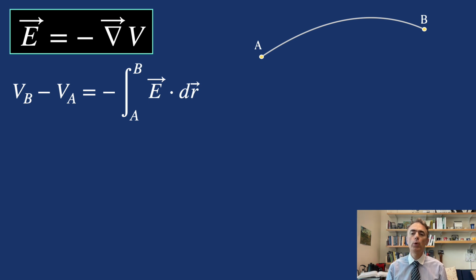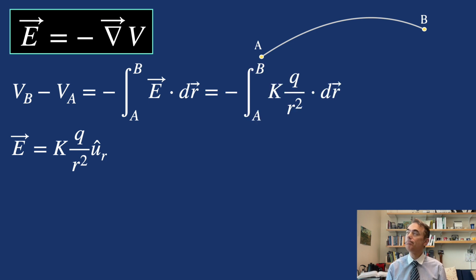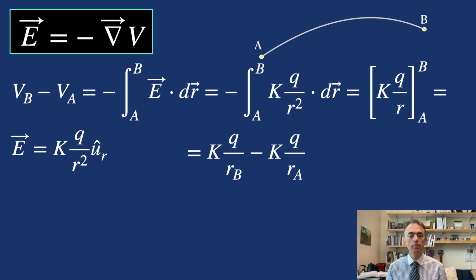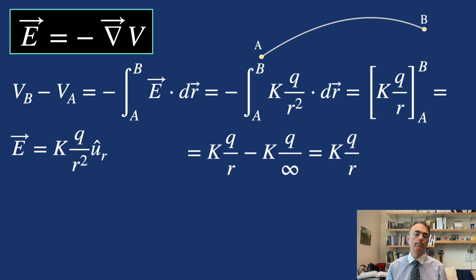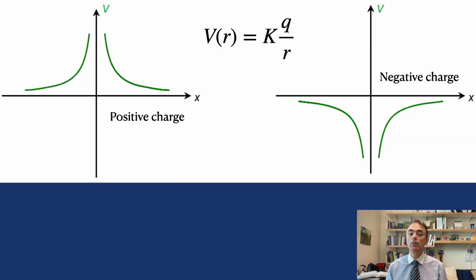For example, for a point charge, the electric field is kq over r squared. To know the voltage between A and B, we integrate. We evaluate between A and B. If we integrate between infinity and a distance r, this is the electric potential created by a point charge q. The electric potential at infinity is 0 in this case.